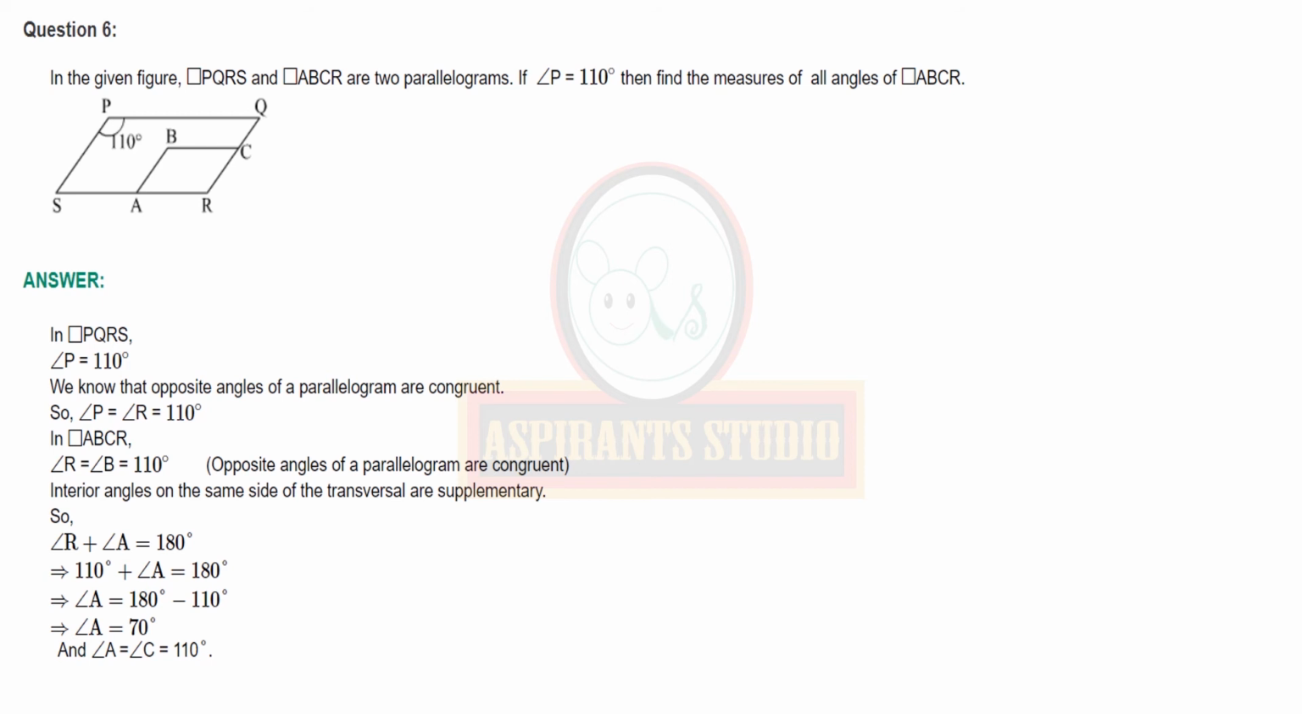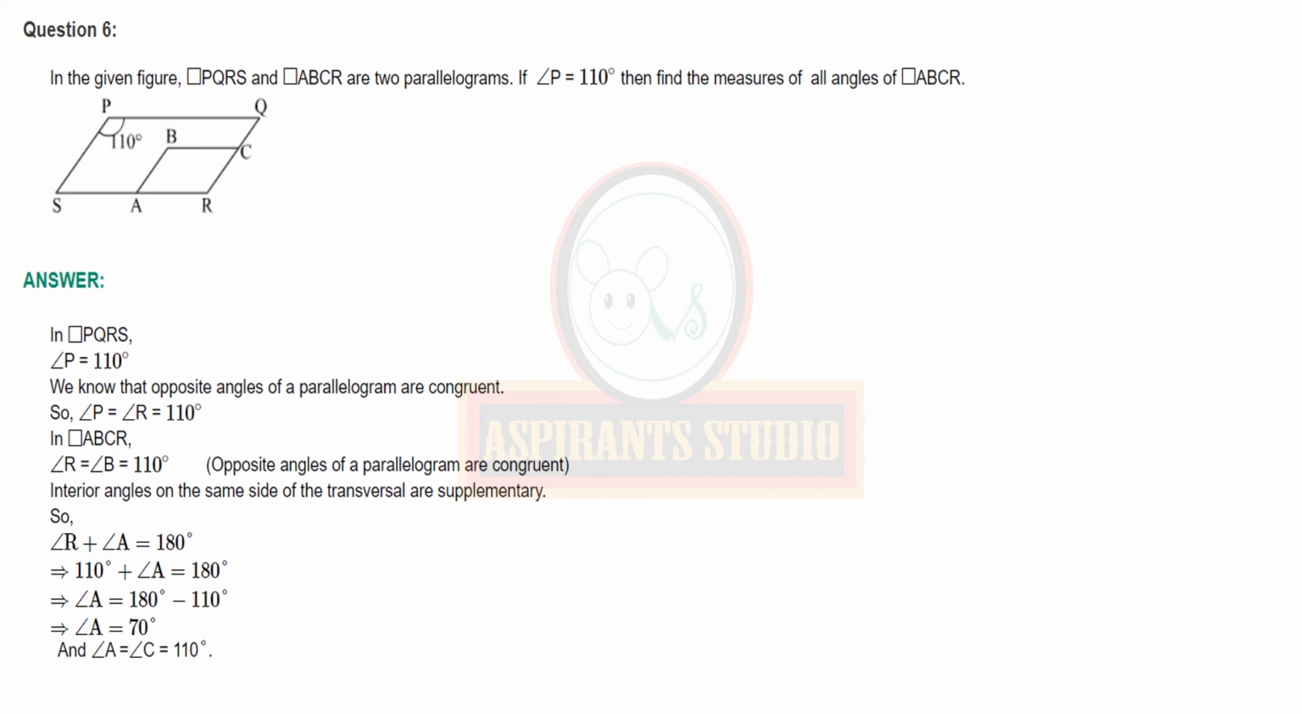Now opposite angles of a parallelogram are congruent. So look at parallelogram ABCR in the figure. Angle R and angle B are opposite angles of the parallelogram ABCR. We know that opposite angles of a parallelogram are congruent. So we can write measure of angle R is equal to measure of angle B. But from the previous step we know that measure of angle R is equal to 110 degrees. So measure of angle R is equal to measure of angle B is equal to 110 degrees.